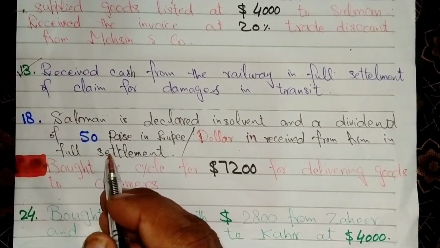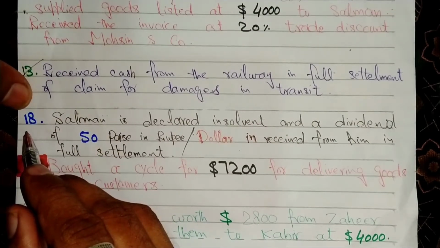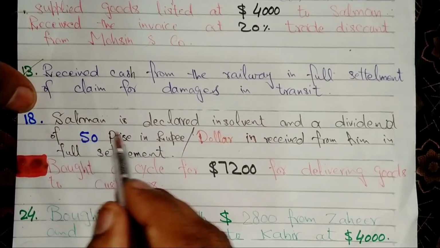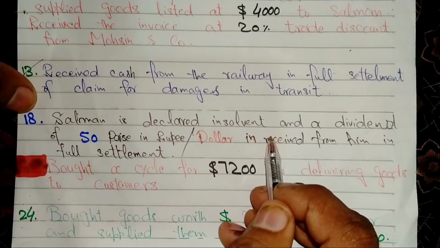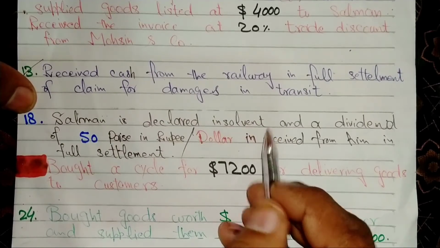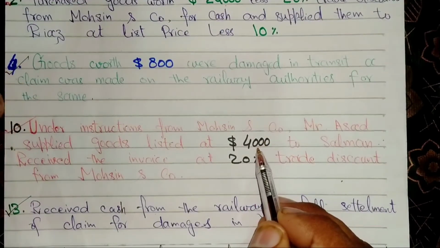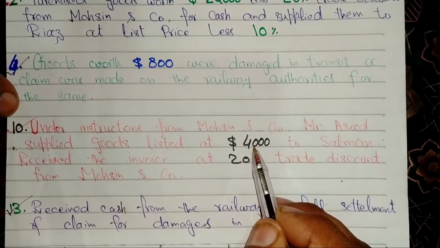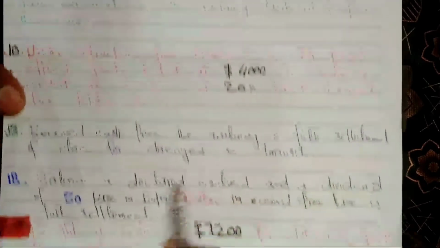Next transaction is on date 18th January. Mr. Salman is declared insolvent. We recall the account of Mr. Salman. We have made sales amounting to $4,000 to Salman, right?